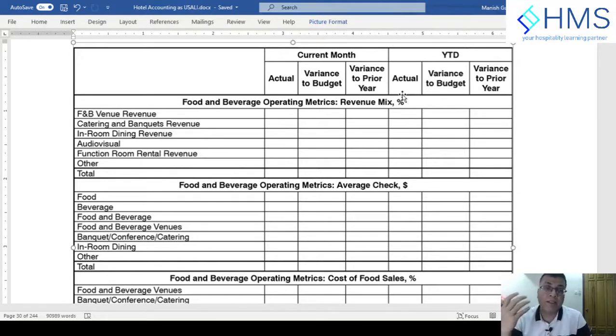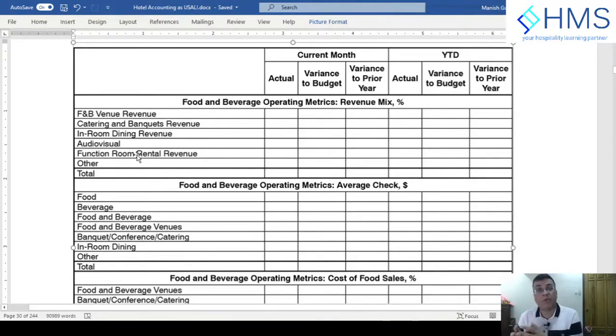In a similar way, it will show the average check. So how do we calculate average check? Average check is calculated by the total revenue collected in each line item divided by the number of guests in that particular venue or in that particular line. So it may include food and beverage, and food and beverage is also further divided into venues, banquet categories and in-room dining. Others, meaning audio visual and function room, will not have an average spend, because normally they are not charged per person, normally they are charged as a fixed amount.